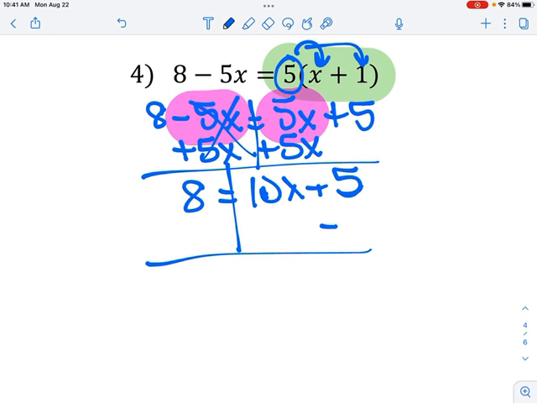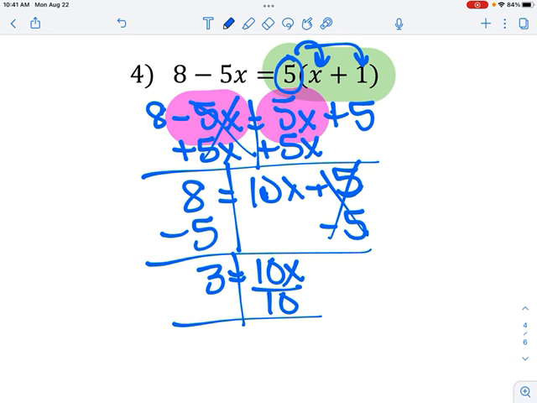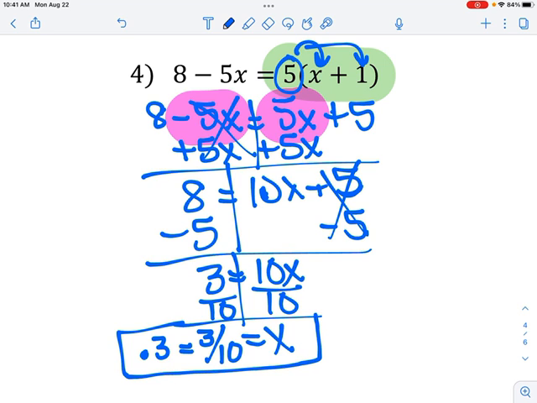Then at this point, we would subtract our 5, and 8 minus 5 is 3, and that is equal to 10x. Then at that point, we would divide by 10. Now, here's where this is kind of nice. If I wanted to, I can leave it as a fractional answer in simplest form, which would be 3/10. Or I can take 3 divided by 10, and that would equal 0.3. So either answer there is an acceptable answer.